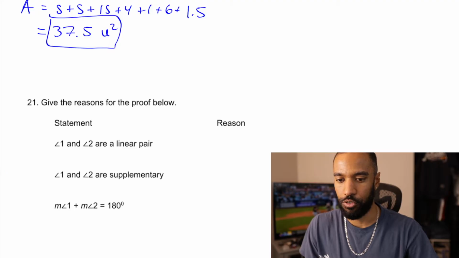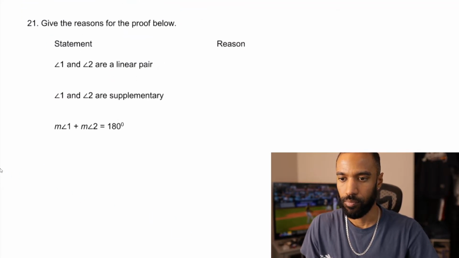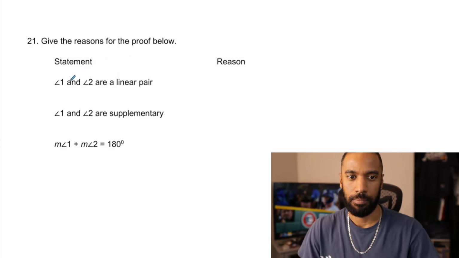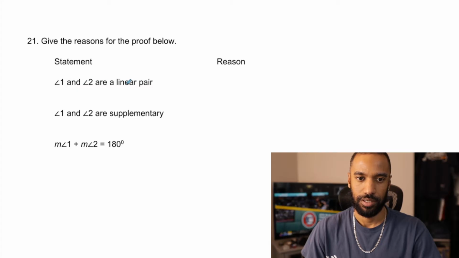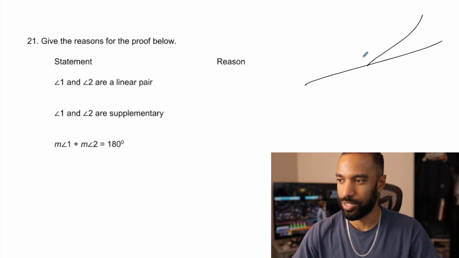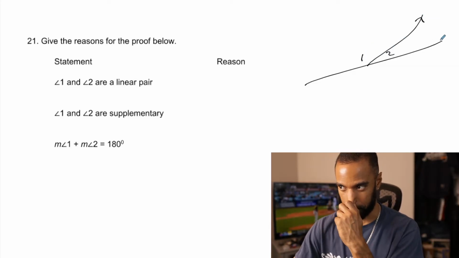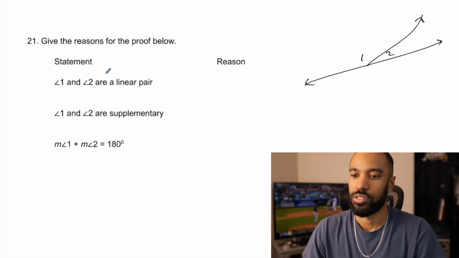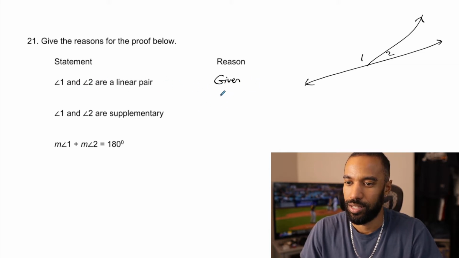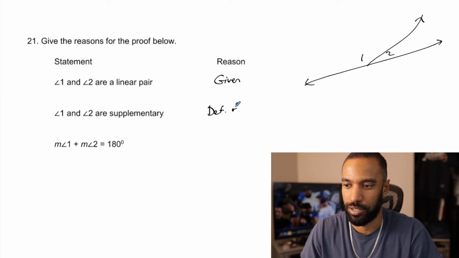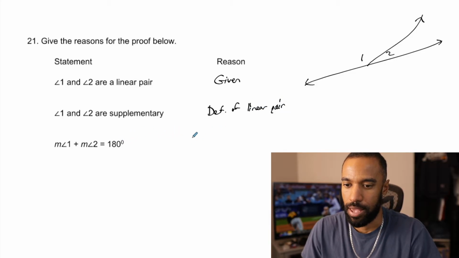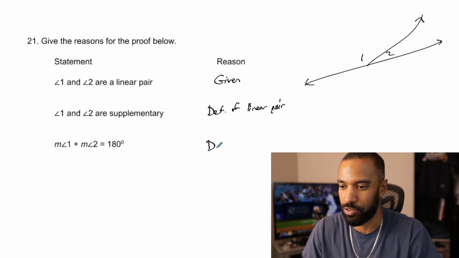All right, give reasons for the proof below. Well, I don't have a diagram. I'm going to assume that they just have a diagram that looks like this, with angles 1 and 2. I didn't do this problem with my kiddos. All right, 1 and 2 are a linear pair. That's given. Angles 1 and 2 are supplementary by definition of a linear pair, because they are straight angles that add to 180. Measure 1 plus measure 2 adds to 180, definition of supplementary angles.